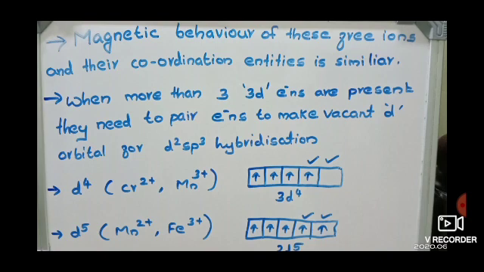When more than 3 d electrons are present, they need to pair up to make vacant d orbitals if the inner d orbitals are taking part in bond formation. If more than 3 electrons are there, pairing will be required in order to use the inner d orbitals for bond formation.